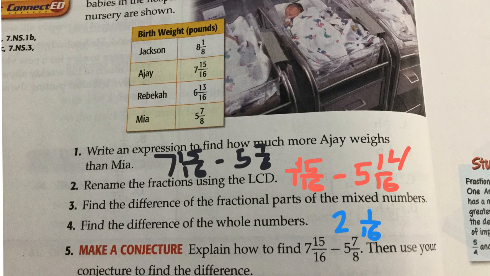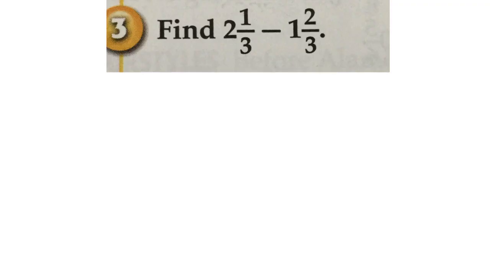So the book is going to show one way to do these problems. I'm not showing you that way because I think it's more confusing than it is helpful, okay? So what we're going to do is we're going to make all of our mixed numbers improper fractions when we add or subtract them. Okay, so here I need to do 2 and 1/3 minus 1 and 2/3.